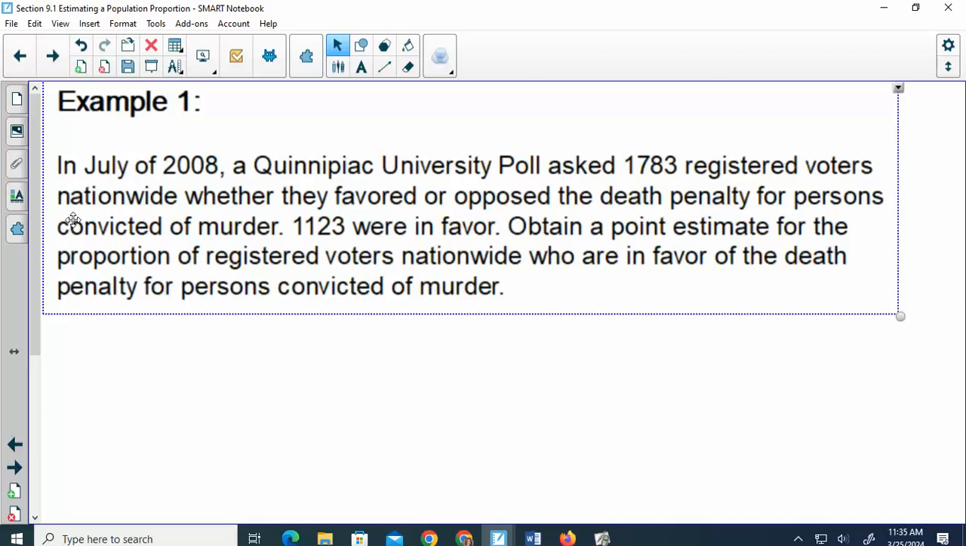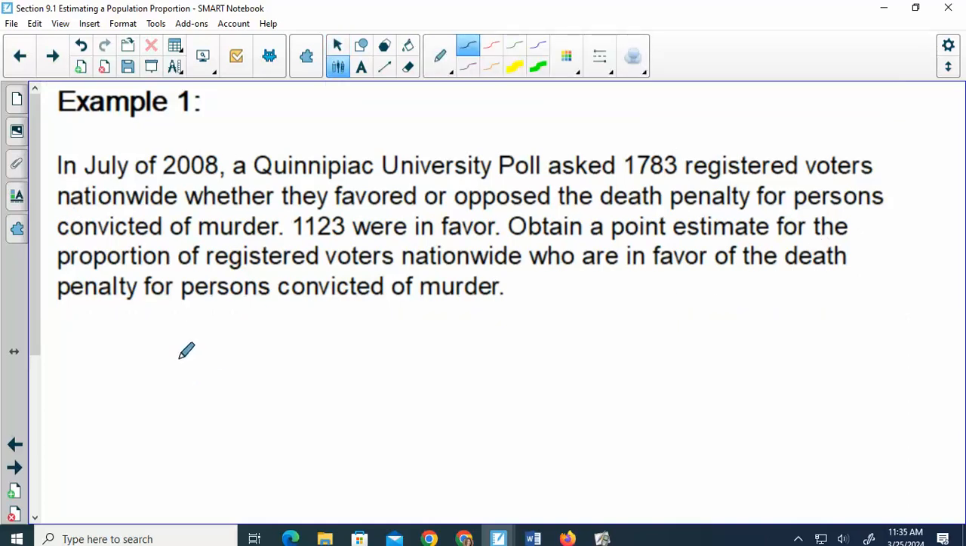We had a poll that asked 1,783 registered voters whether they favored or opposed the death penalty for persons convicted of murder. 1,123 were in favor. Obtain a point estimate for the proportion. What am I asking you to find? P hat. You know P hat is X over N. How many said they were in favor of it? Out of how many total we asked?